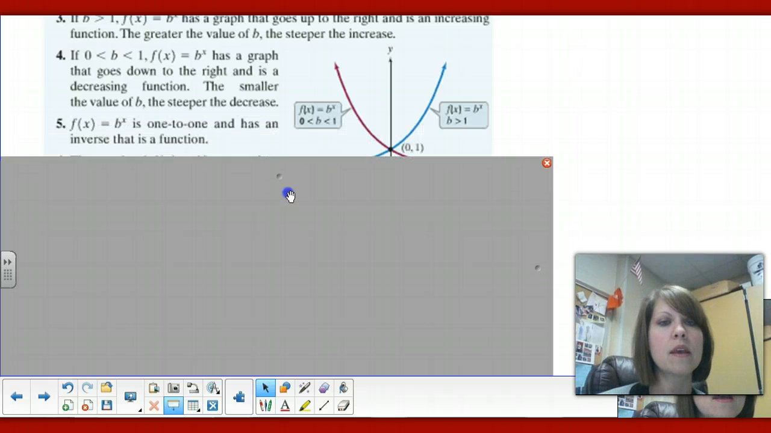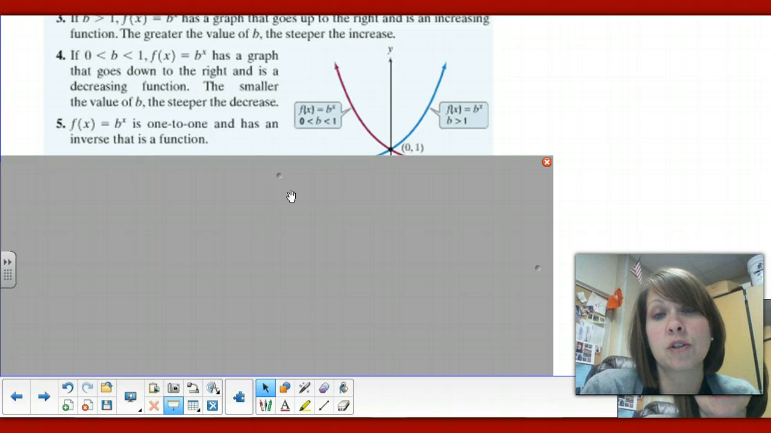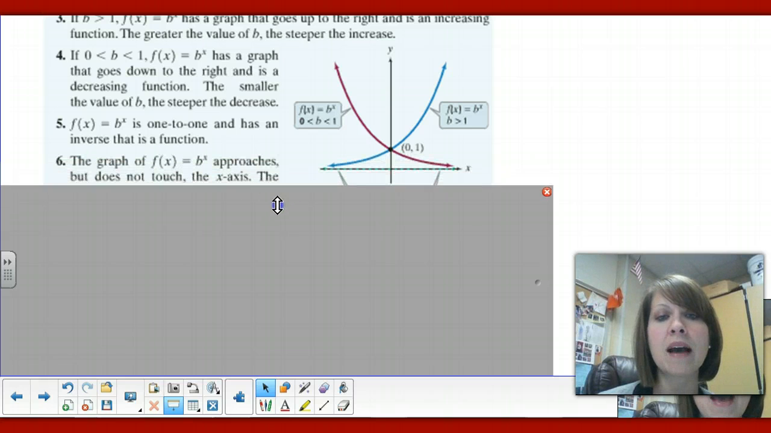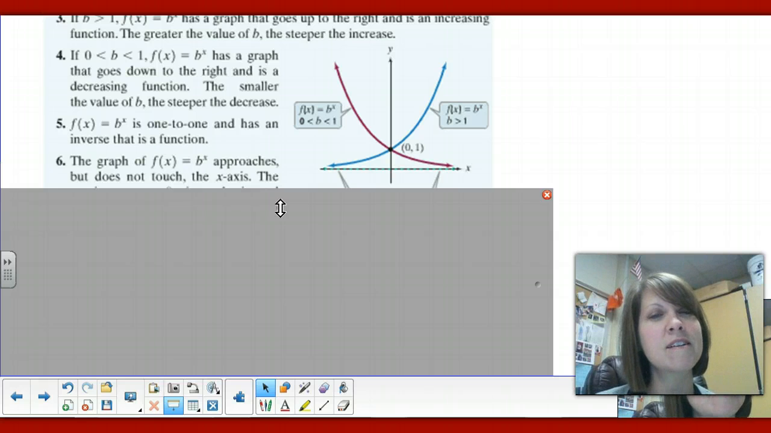Couple more. Exponential functions, b to the x, are one-to-one functions. And that's going to be important for us later this chapter. A one-to-one function means that your curve will not only pass the vertical line test, but it also passes the horizontal line test. Again, we'll go back into that later in this chapter.